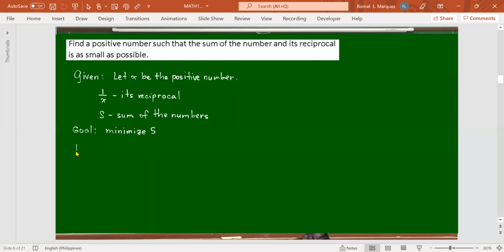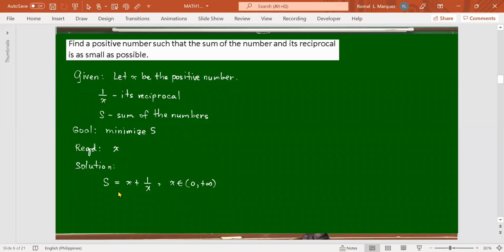But what are we looking for? Not the minimum S, but we want X, no? So we have to form an equation relating S and X. S is the sum, and the sum of the numbers is X plus its reciprocal. And we know that X here must be greater than 0, because it is positive.